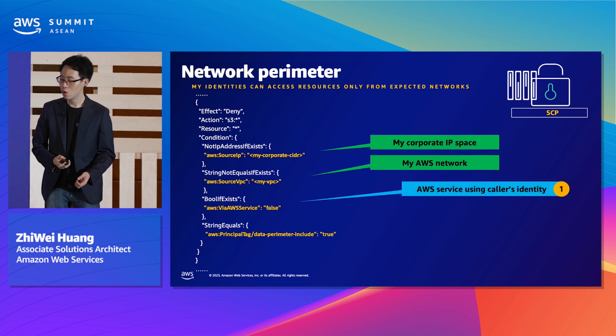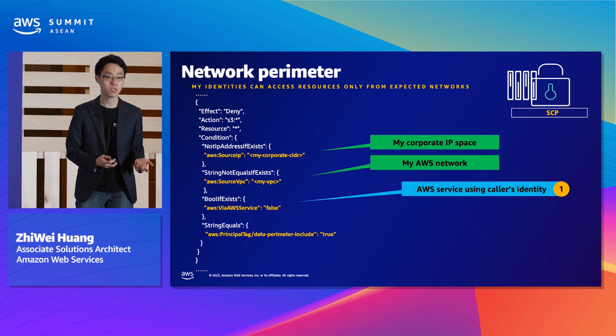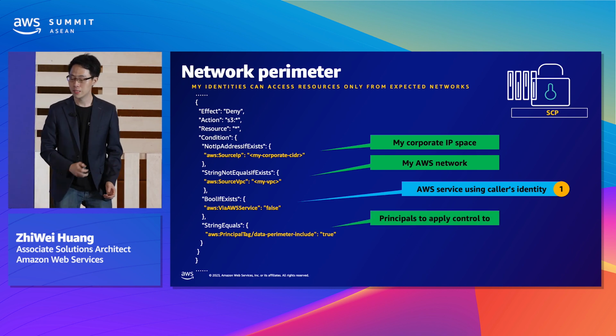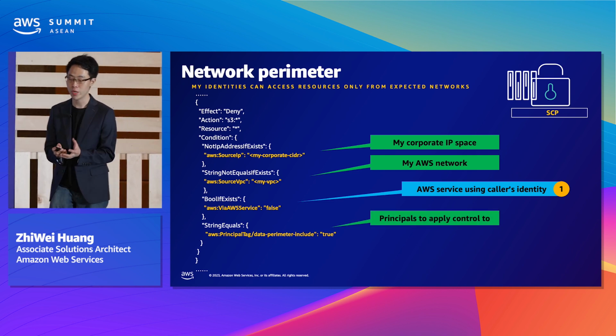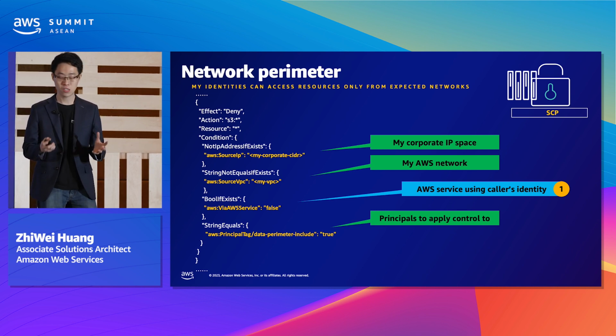And same as before, we are also using the via AWS service condition key to account for AWS services that use the caller's identity. And one thing I'd like to highlight is that since an SCP acts as a guardrail at your organization level, it applies to all your organization identities all at once.